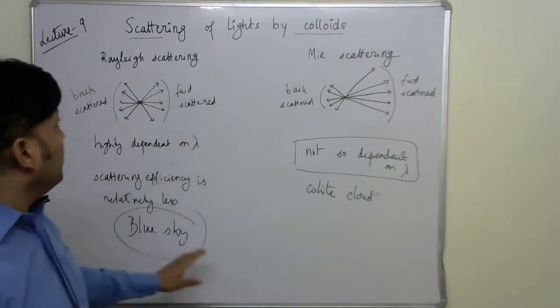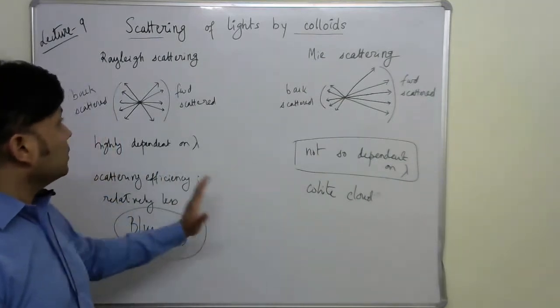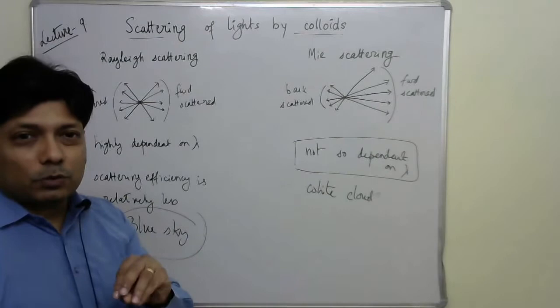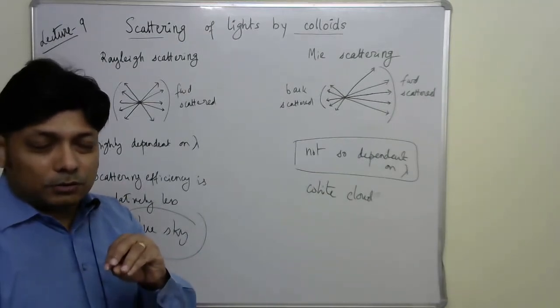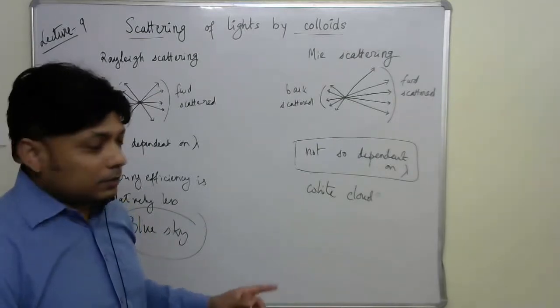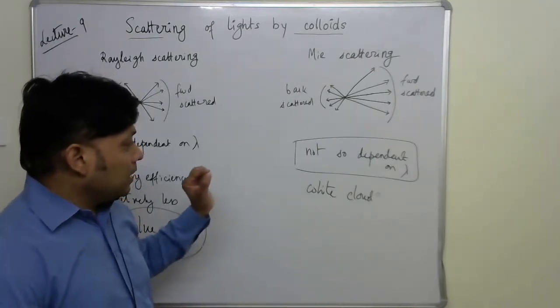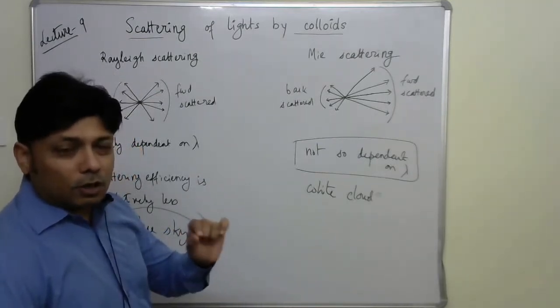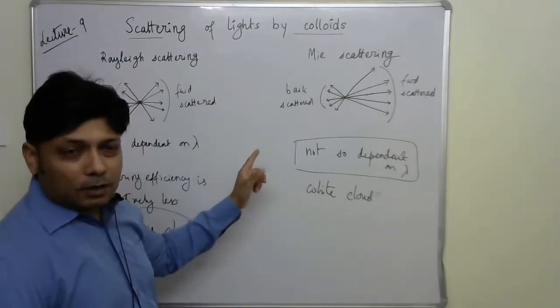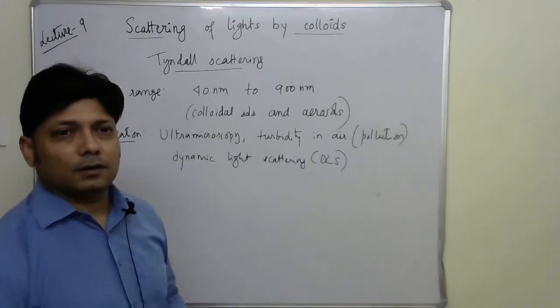Anyway, so these are the major differences between the two types of scattering. Now we talk a little bit about the Tyndall scattering that we have already done. We have to just learn one more application about the Tyndall scattering. So let's delete this part and talk about it.